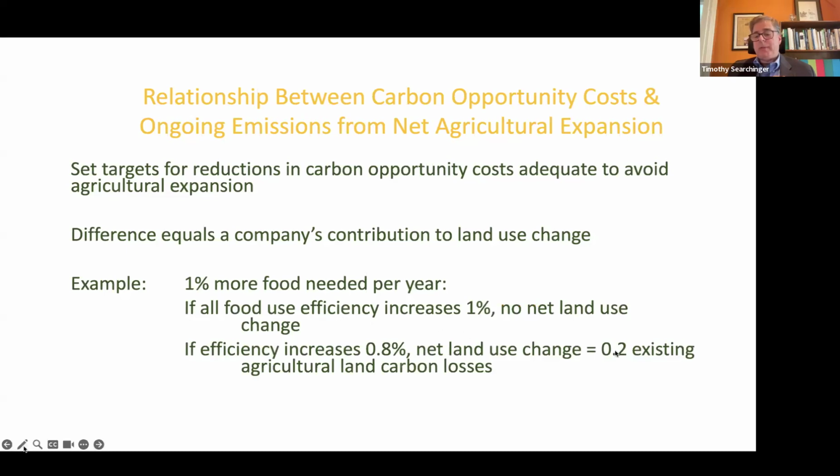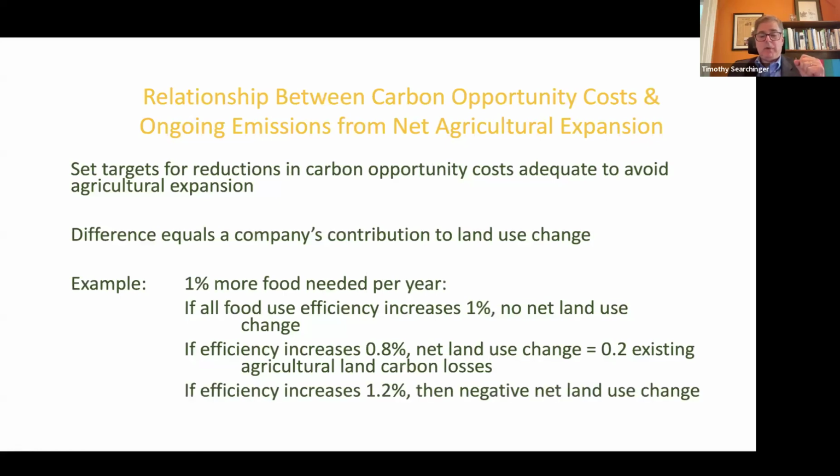Now, that may look like a small number, but that's actually a pretty big number because it's 0.2% of all existing carbon losses from all land that was converted into agriculture in the past. But conversely, if your efficiency increases more than 1%, then you are contributing to avoiding land use change. So in effect, carbon opportunity costs is a way of measuring anyone's contribution to new global land use change emissions through the amount of land that they use. And that's the key. We have to count the amount of land that people use.